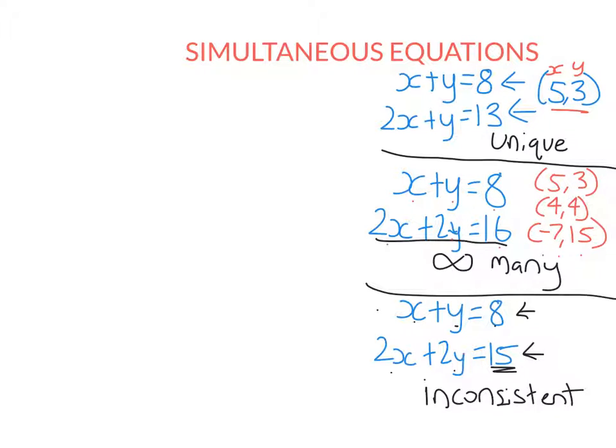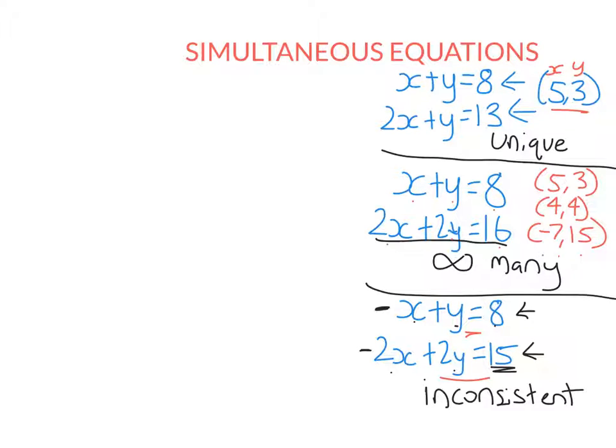If the first one is true, the second one is not true, and vice versa. So any solution to the first equation, like 5, 3, will not be a solution to the second equation. So it is impossible to solve both of these equations at the same time.